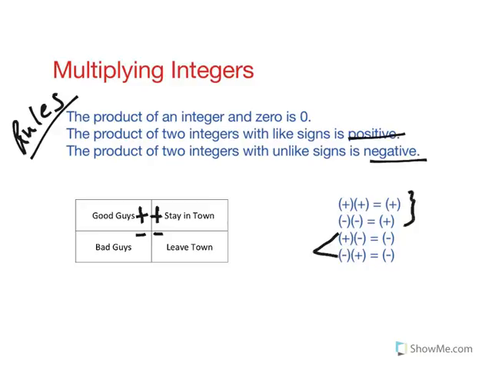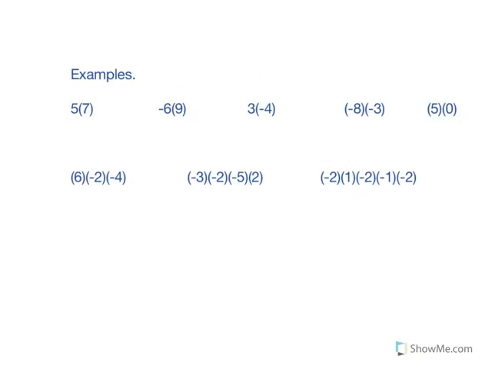If the bad guys stay in town, then we've got negative times a positive, which is this one down here, which is a bad thing. But if the bad guys leave town, that's a negative times a negative, and that would be a good thing. So that would be positive. So if that helps you remember, then great. All right, so let's practice a few.